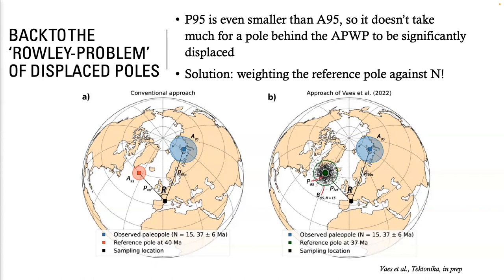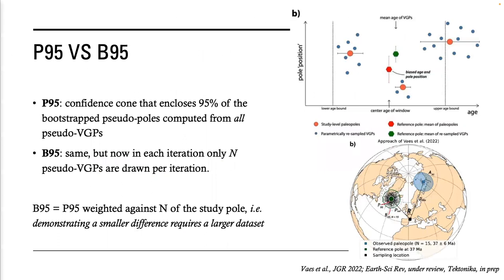If you have 13 plus or minus 3, we compute a reference pole at 13 plus or minus 3. And then we draw from that set of data in 13 plus or minus 3 N data of your pole, and then compute a so-called B95. And the B95 becomes smaller the more data you have in your pole. And so we have P versus B95. The P95 is then the confidence column that encloses 95% of the bootstrap pseudopoles, and the B95 is the same, but now in each iteration, only N pseudo-VGPs are drawn, and those make then a pole with the B95.